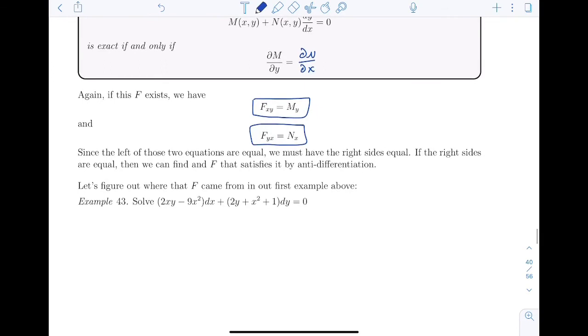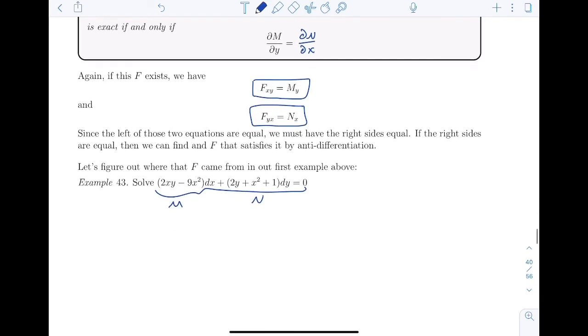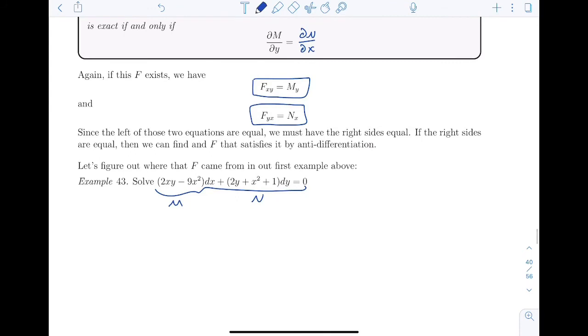So when I want to solve this equation right here, what I need to do is, okay, that's M and that's N. I will first verify. Well, M_y is 2x and N_x is 2x.